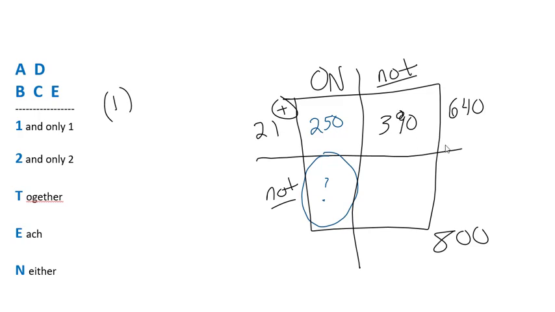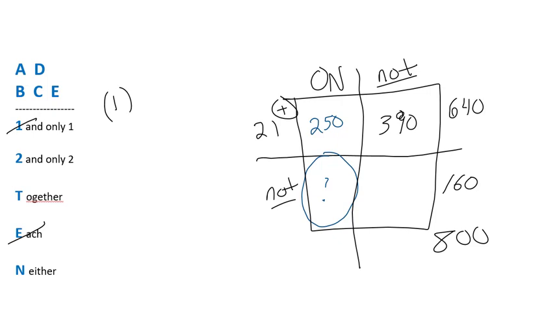We also know that if there are 800 students in total, 640 are 21 or older. That means 160 are 20 or younger. Two things we know, not enough to answer the question, might be helpful. So we got to cross off 1. We can't say that statement 1 gives us sufficient information, and therefore we can't say that each statement gives us enough information. So A and D are gone.